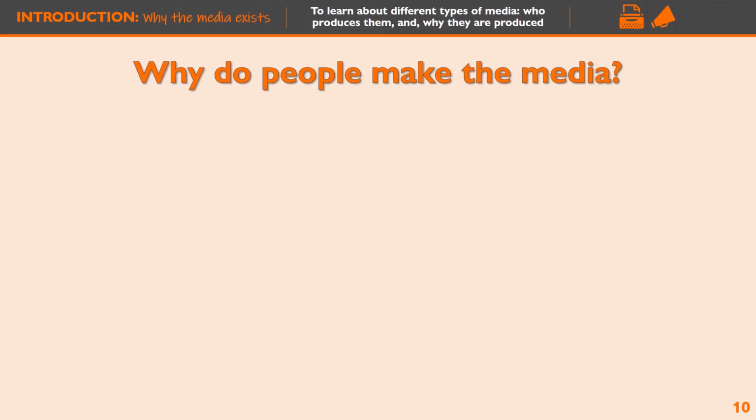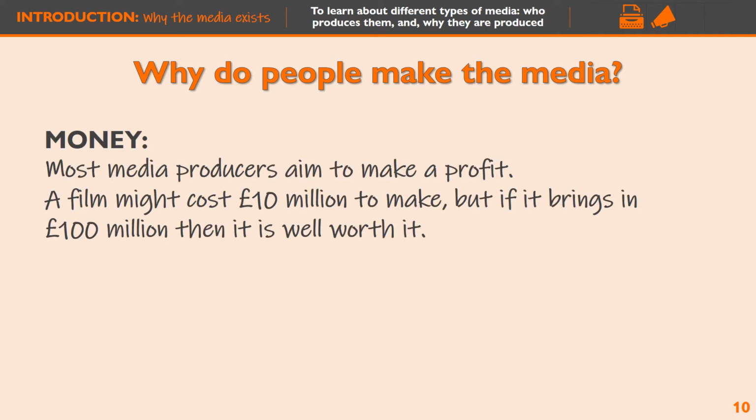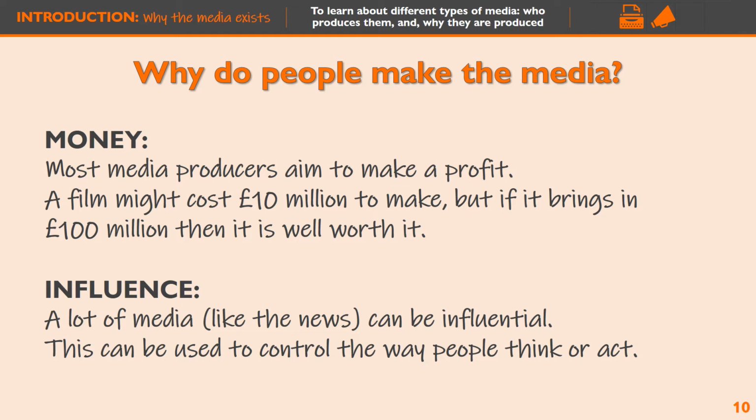We also need to consider why people make the media. And there are two main reasons why producers might create media products. The first one is money. Most media producers are making media products to make a profit. If a film costs £10 million to make, but it brings in 100 million, then it's well worth making that product. The second reason, the second motive people have for creating media is influence.